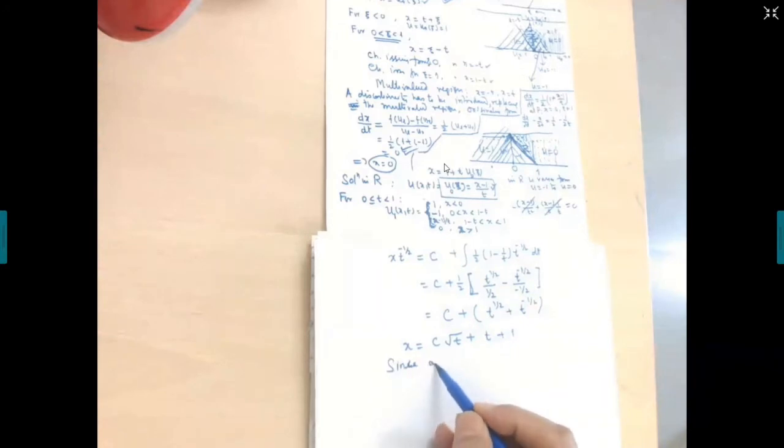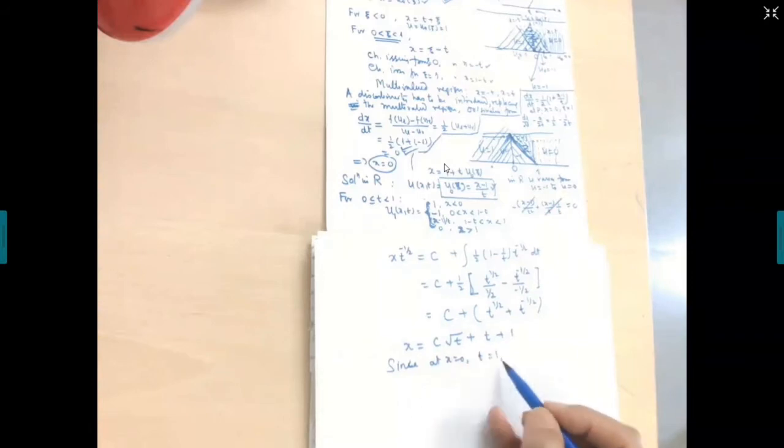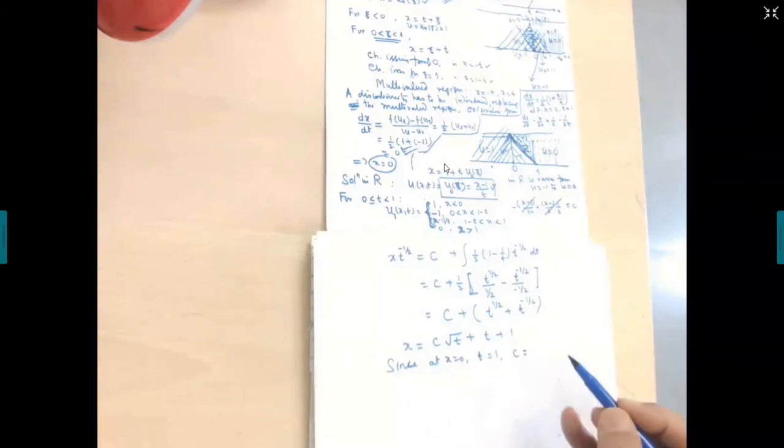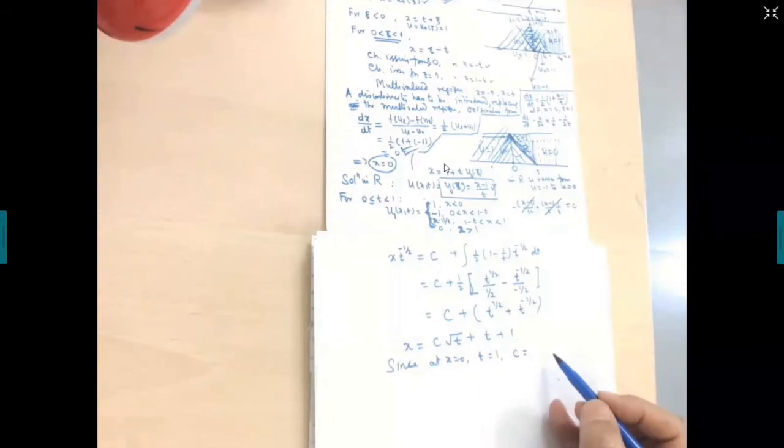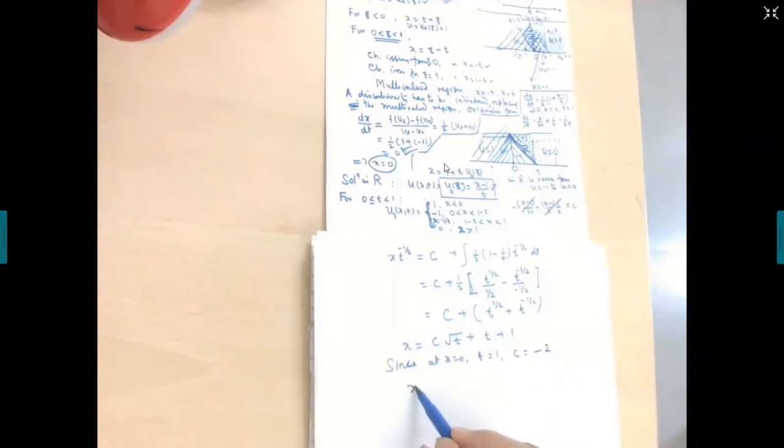Since at t equals 0, x is equal to 1, we get c is equal to, can you tell me quickly what is the value of c? Minus 2. Minus 2, very nice. So x is equal to minus 2 root t plus t plus 1, and a very nice expression, that is under root t minus 1 whole square. So you see this is a parabola.